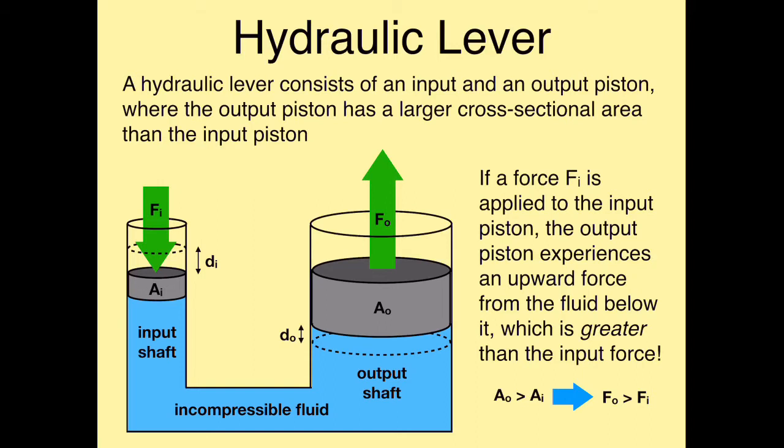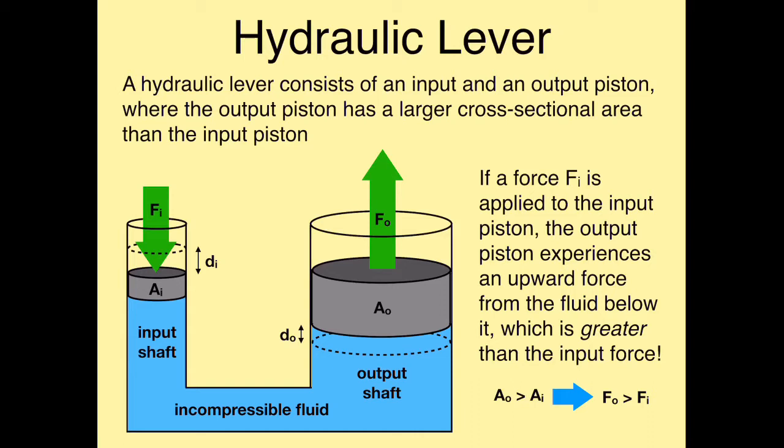So basically what this consists of is 2 pistons. We have an input piston over here and an output piston over here. And these 2 pistons enclose a fluid, an incompressible fluid, which is contained down here, okay? Now the thing about the output piston is it has a much larger cross-sectional area than the input piston. So here I'm showing this as a circular cross-sectional area. That would be AO for the output side, and AI for the input side. AO is going to be bigger than AI.